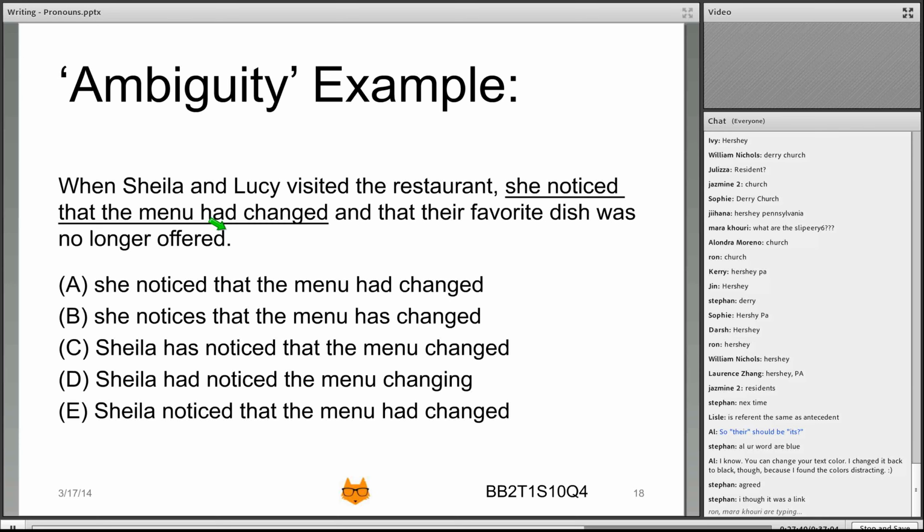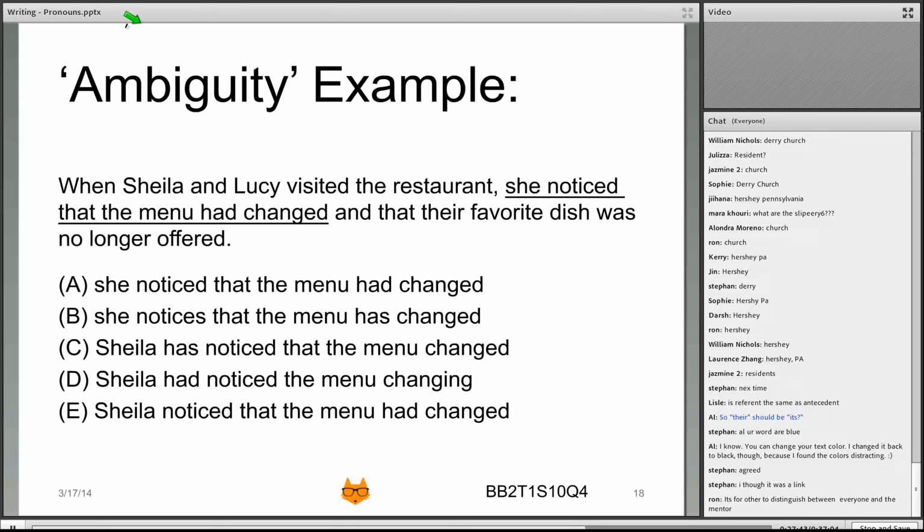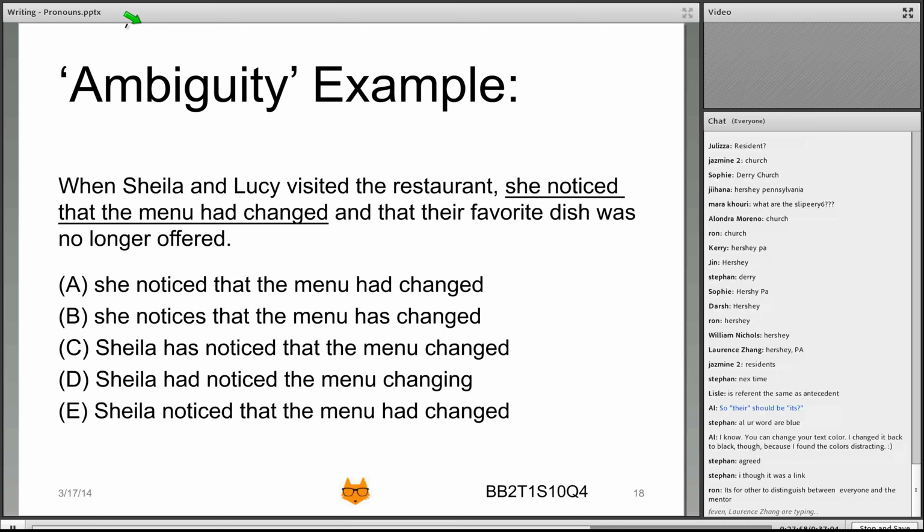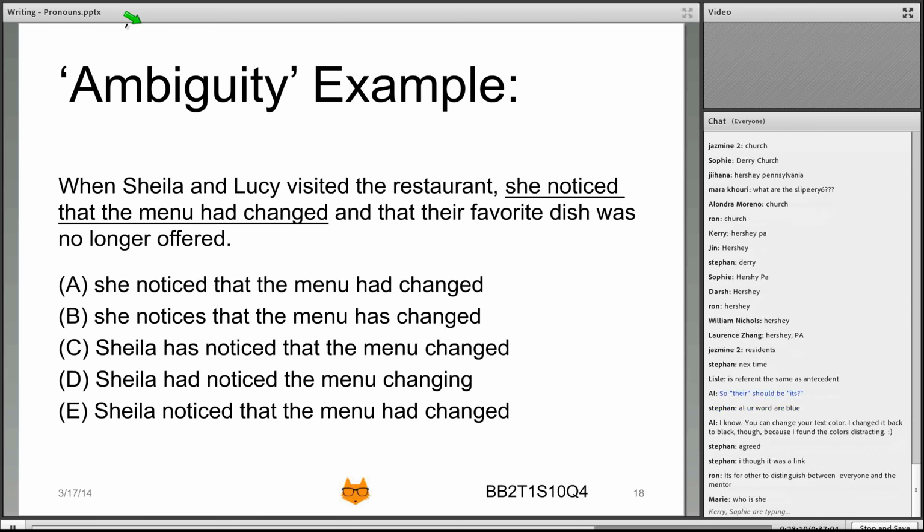All right, let's look at another example. Again, when you get the answer, type it in the chat window, but don't send it. Okay, go ahead and send in your answers now.